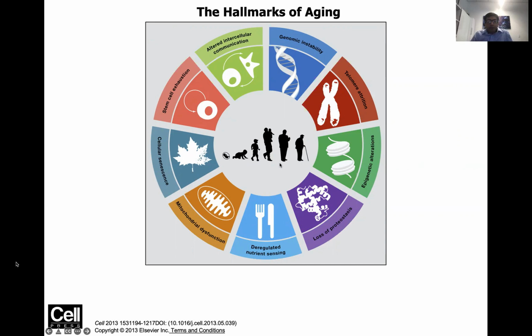But one thing which we think is common among all of this is sustained systemic inflammation, which could be contributing towards these different hallmarks of aging and eventually leading to many different diseases which are related to aging.